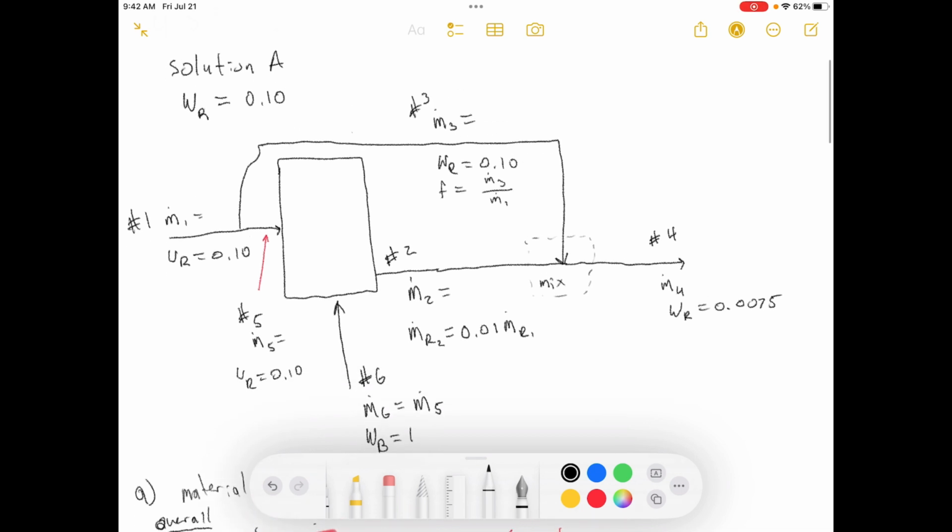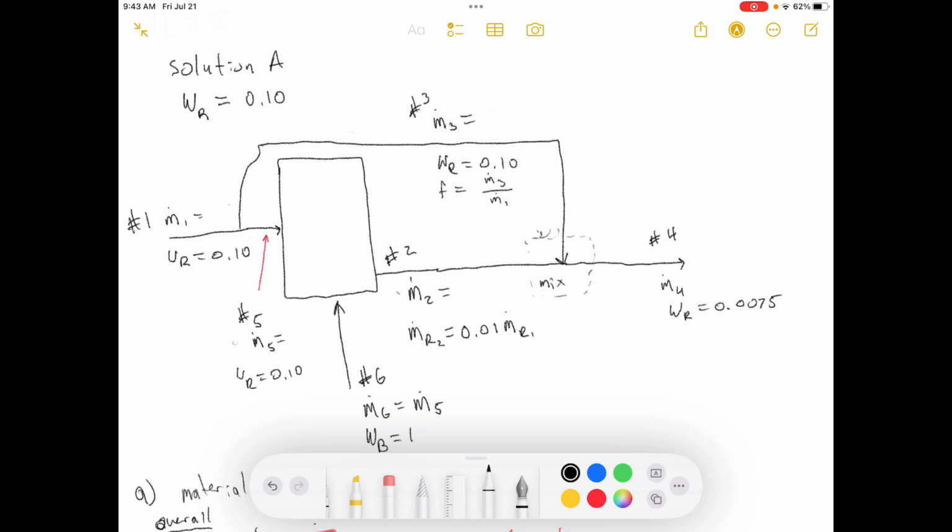A little complicated. I probably make it look a little worse than they do in the book. They've got a similar picture in their book, but the difference is that I labeled stream 2 and stream 5 to make it easier to calculate what these mixing point values were, here and here. You don't have to do that, but I find it helpful.